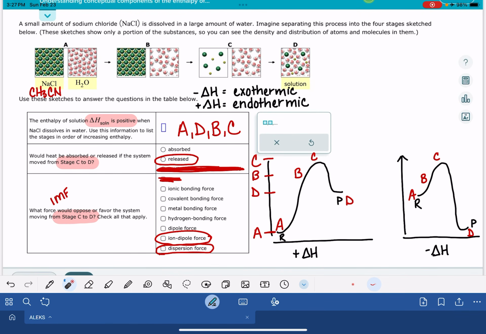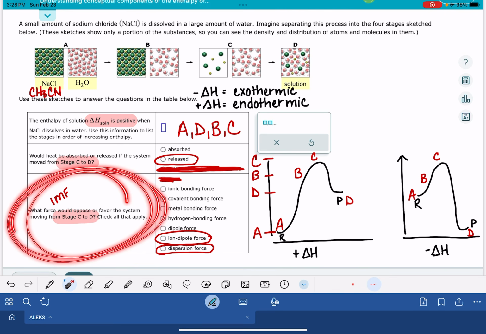And also, just be patient with yourself while you're working through this problem. It's really tricky, especially this last question. Remember, it's not asking you which IMFs are present. It's asking you which IMFs are changing as you go from one stage to another.